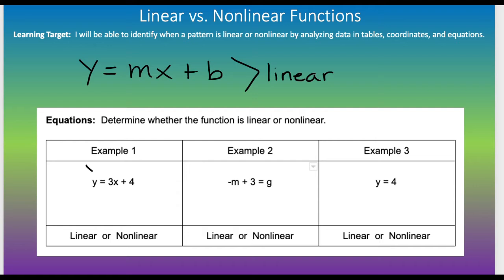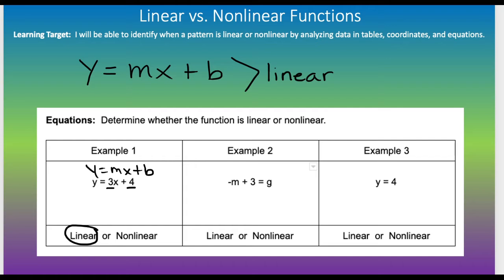This one is really nice and really easy because it's already written in the format y equals mx plus b, where 3 is our slope and 4 is our y-intercept. So I'm going to go ahead and circle the word linear because this is a perfect example of a linear function or a linear equation.